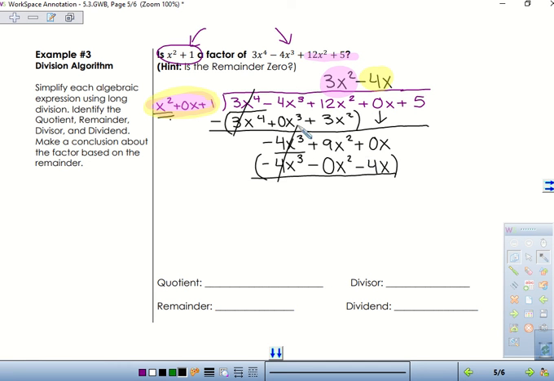That's why I want to have 3 terms here as well. So this is going to cancel. This leaves me with 9x squared minus 4x. And then we can now bring down the 5. So what can we multiply x squared by?